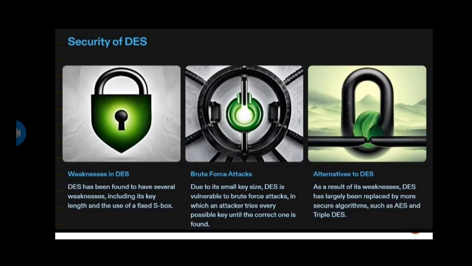Security of DES, meaning weaknesses in DES. DES has been found to have several weaknesses, including its key length and the use of a fixed S-box. Brute force attacks: due to its small key size, DES is vulnerable to brute force attacks, in which an attacker tries every possible key until the correct one is found. Alternative to DES: as a result of its weaknesses, DES has largely been replaced by more secure algorithms such as AES and Triple DES.